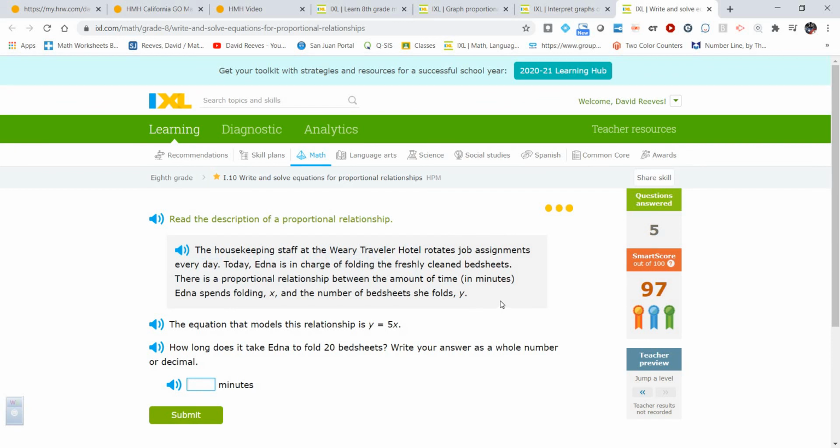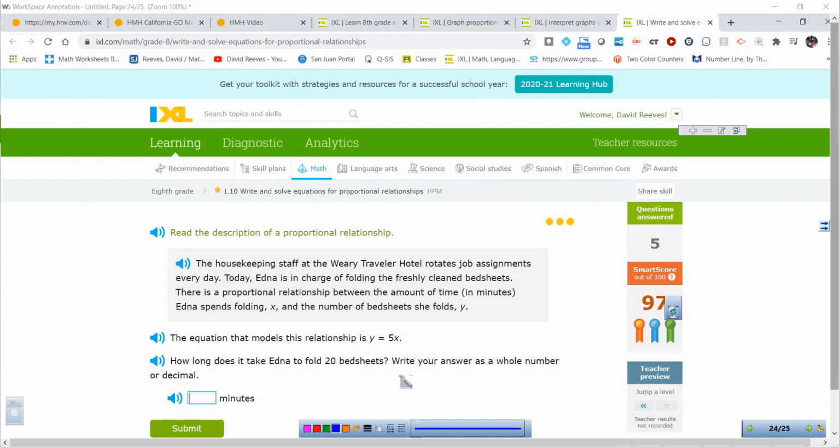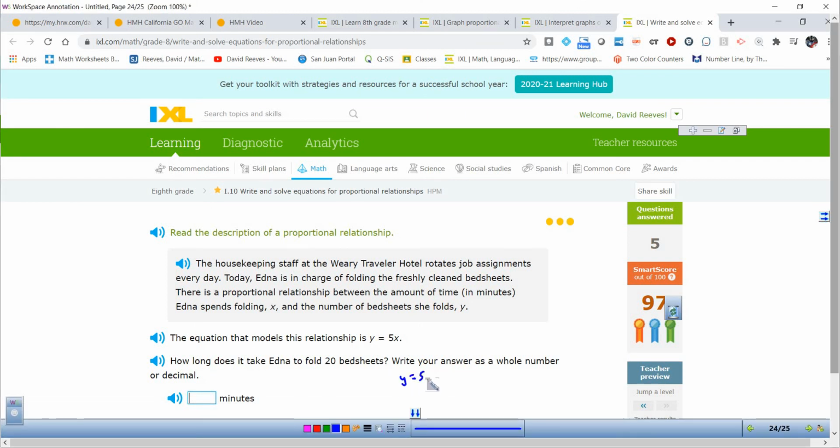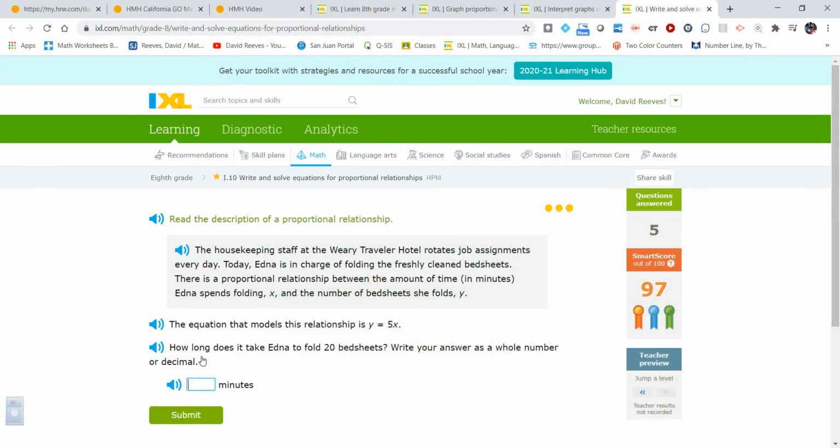All right. Wow. How long does it take Edna to fold 20 bed sheets? Well, now we're going to work backwards, right? I'll do this last one, even though it's just more of the same thing. Y is equal to 5x. Y is the number of bed sheets, so this time 20 is equal to 5x. Divide by 5, you get x is equal to 4. It's going to take her 4 minutes, right?